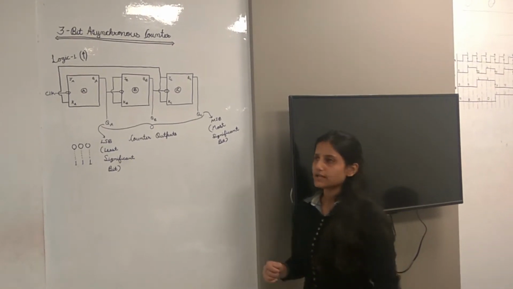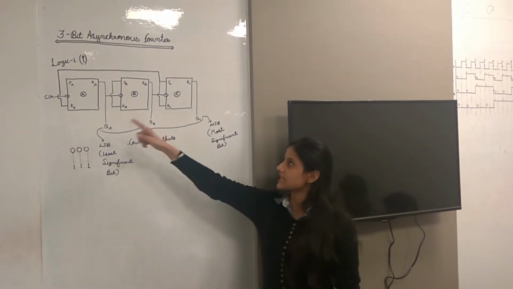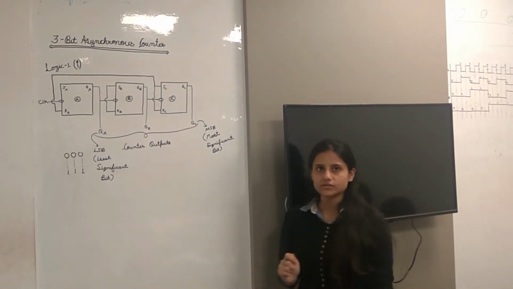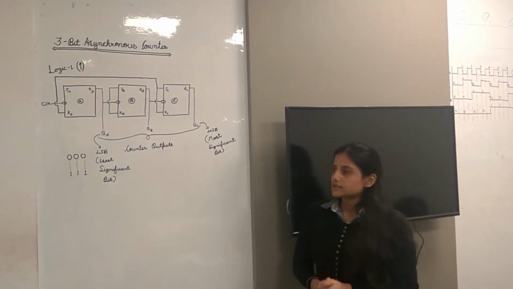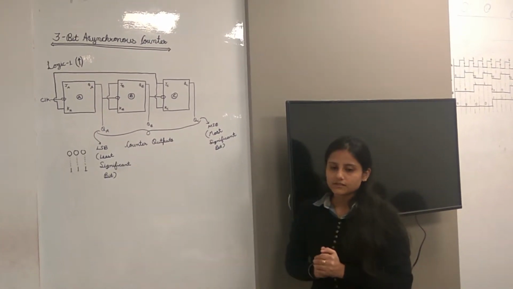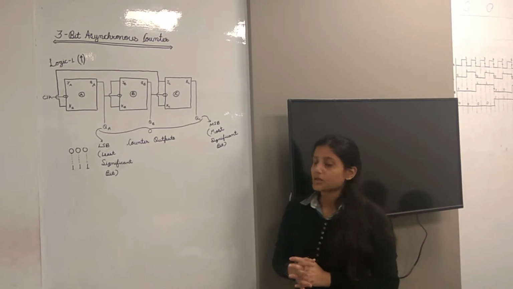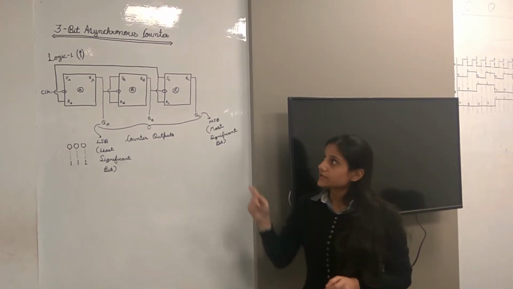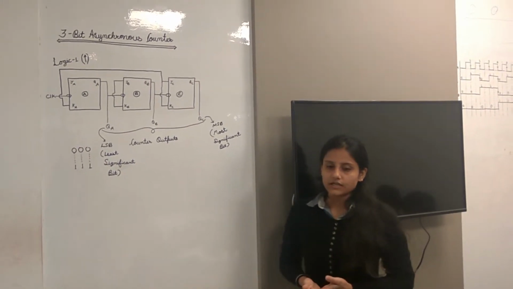So here we want toggling, and for toggling we have to make JA, JB, JC equal to 1, as well as KA, KB, KC equal to 1. And I have given common inputs to all the inputs of the flip flop, which is logic 1. It means it is high, and it is high, so definitely we have toggling.